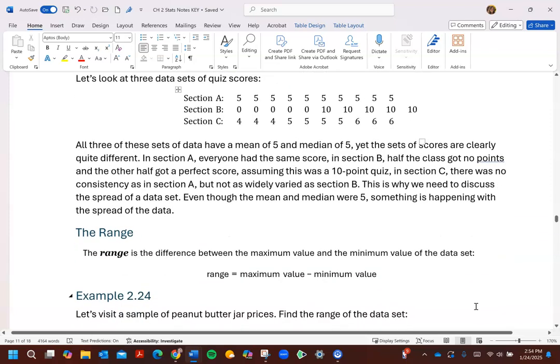So one way to look at the spread of the data is looking at the range, and in that you just take the highest value minus the lowest value, and that can give you some information. With section A, your range is 0. In section B, your range would be 10, because you'd go 10 minus 0. And in section C, it has more of a normal range. 6 minus 4 would be 2.